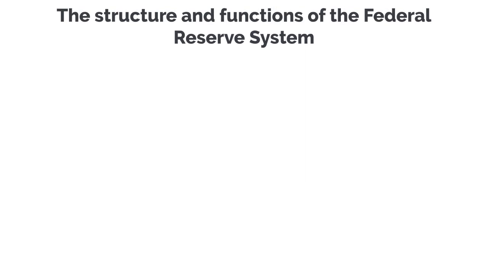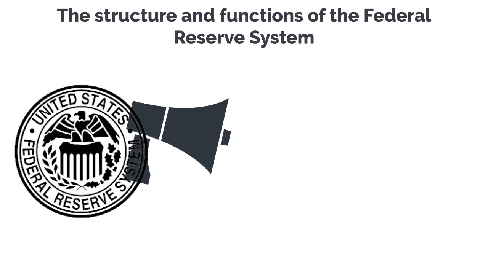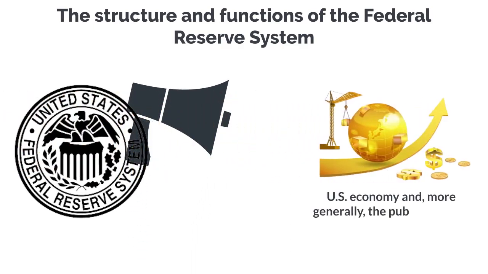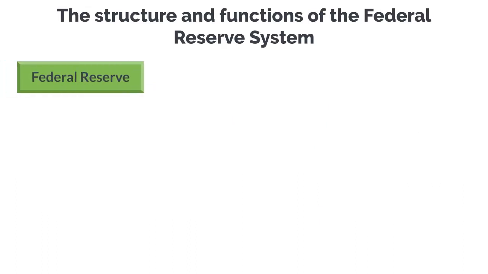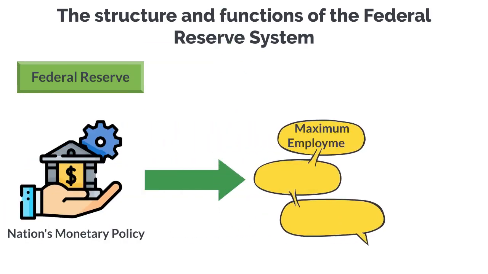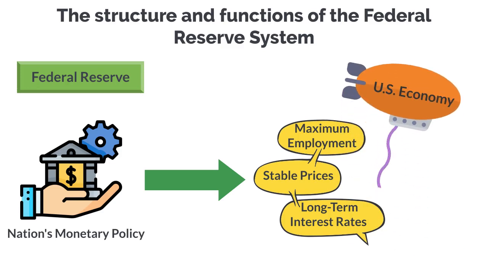The structure and functions of the Federal Reserve System. The Federal Reserve System performs 5 general functions to promote the effective operation of the U.S. economy and, more generally, the public interest. 1. The Federal Reserve conducts the nation's monetary policy to promote maximum employment, stable prices, and moderate long-term interest rates in the U.S. economy.